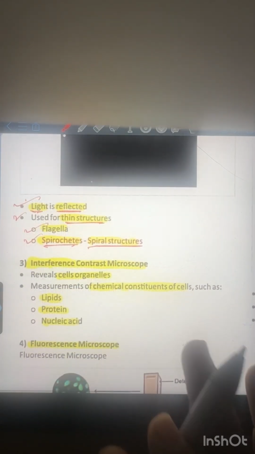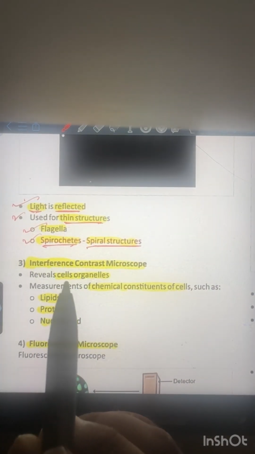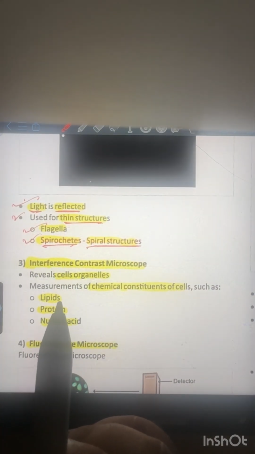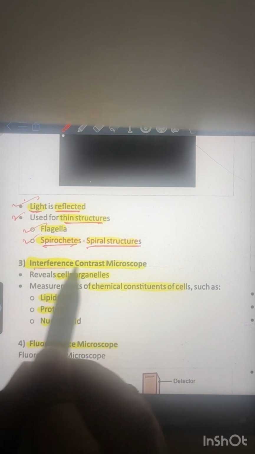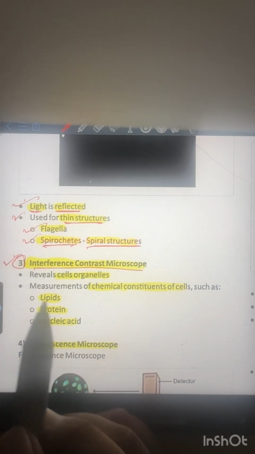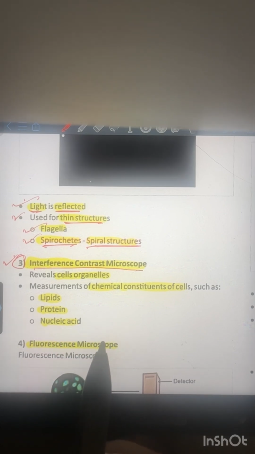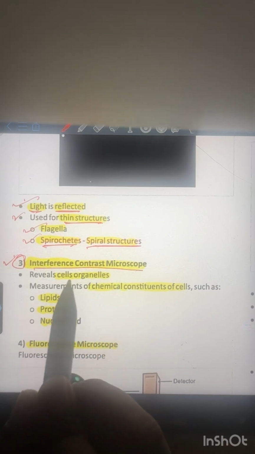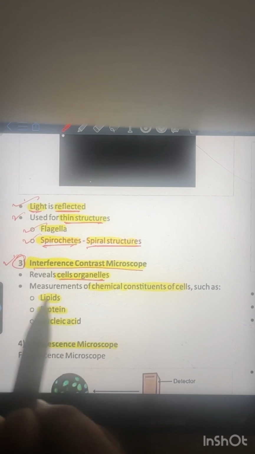Let's move on to the next one. This is important not for FMG students, only for INI-CT aspirants. That is interference contrast microscope. You are trying to interfere. You're using this microscope, you're creating a contrast. When I say someone's trying to interfere in your life, he's coming and trying to know the details of your life. So whenever you want to know something about the inner details, the organelles, you are trying to interfere in a cell. That is interference contrast microscope.